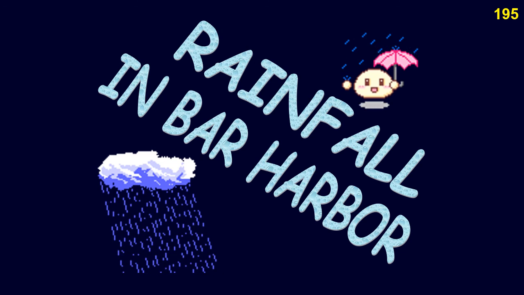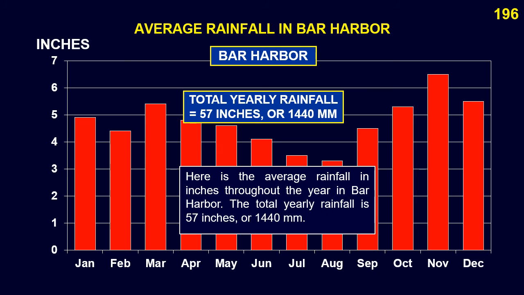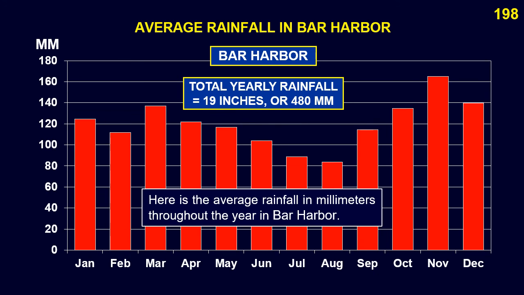Rainfall in Bar Harbor. Here is the average rainfall in inches throughout the year in Bar Harbor. The total yearly rainfall is 57 inches, or 480 millimeters. Here is the average number of days per month with precipitation throughout the year in Bar Harbor. We see that it rains about 10 days every month throughout the year. Here is the average rainfall in millimeters throughout the year in Bar Harbor.